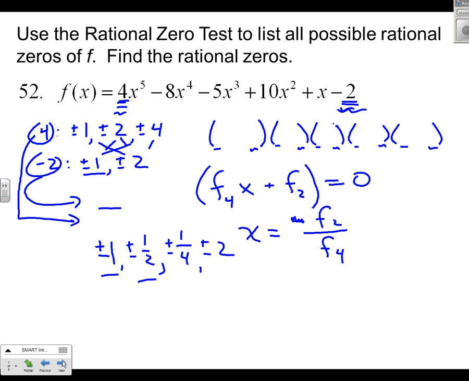Maybe none of those are zeros. And you may be saying, well, wait a minute, I know a 5th degree function has end behavior like this and this, so it has to have at least a 0 somewhere as it wiggles. Well, it might just have a real 0 that's not rational. So there was never a guarantee.